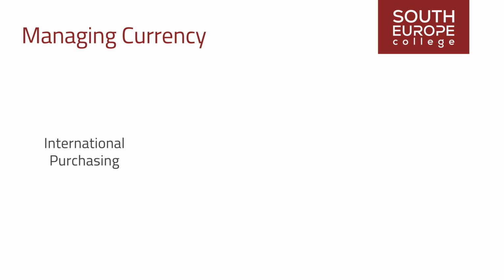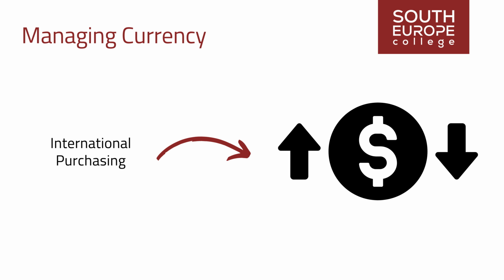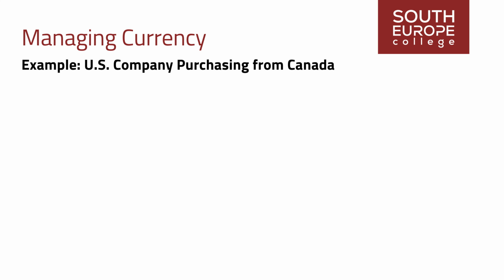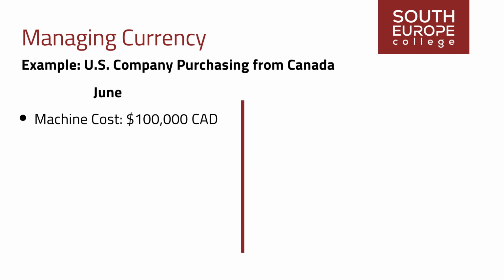A significant concern with international purchasing is managing the risk associated with global currency fluctuations. Because of this risk, companies often take steps to reduce the uncertainty associated with fluctuating currencies. The following example illustrates the principle of currency fluctuation and risk. Suppose a U.S. company purchased a machine from Canada in June. The purchase is in Canadian dollars at $100,000, paid on delivery in November. For simplicity, assume the exchange rate in June is $1 US equals $1 Canadian.